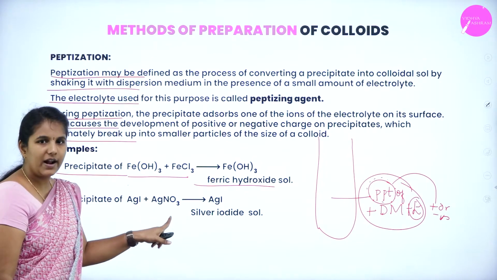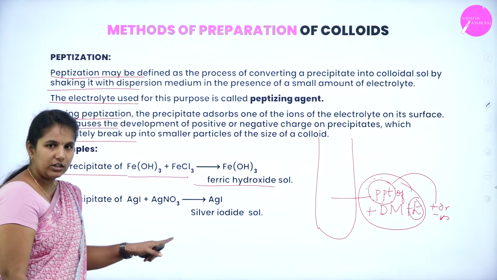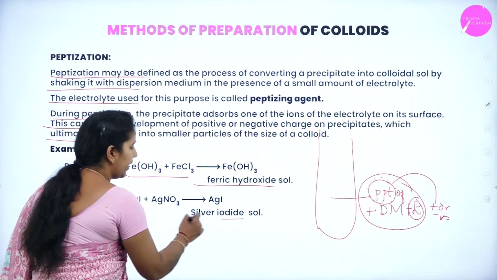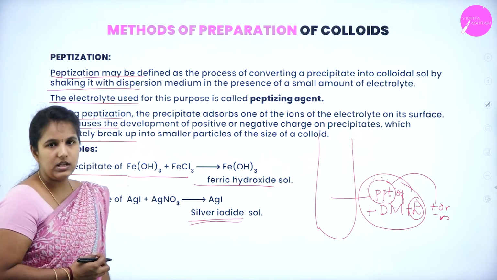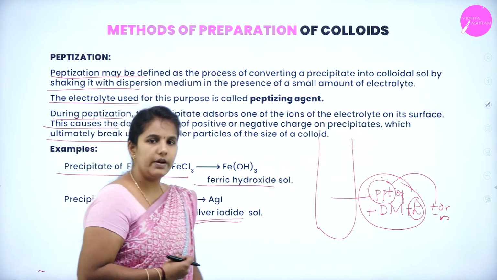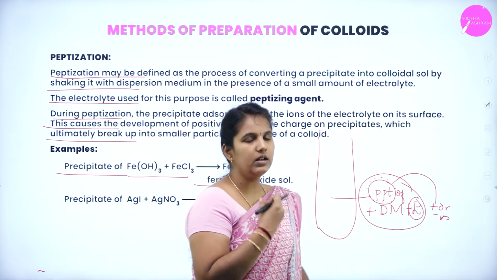To this, you have added the silver nitrate as an electrolyte. So you will get the silver iodide. This is how the peptization will be done to prepare the colloidal solution.